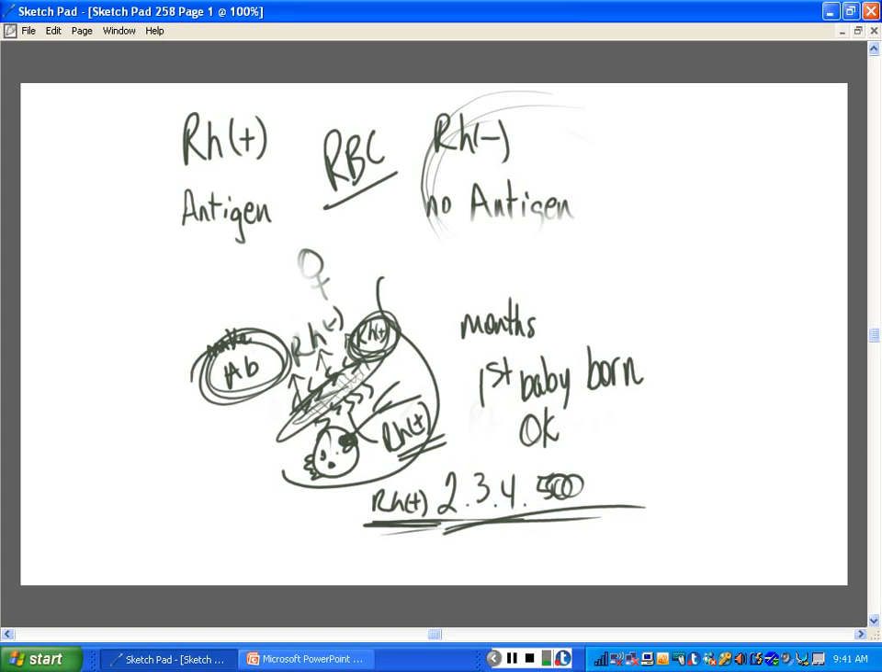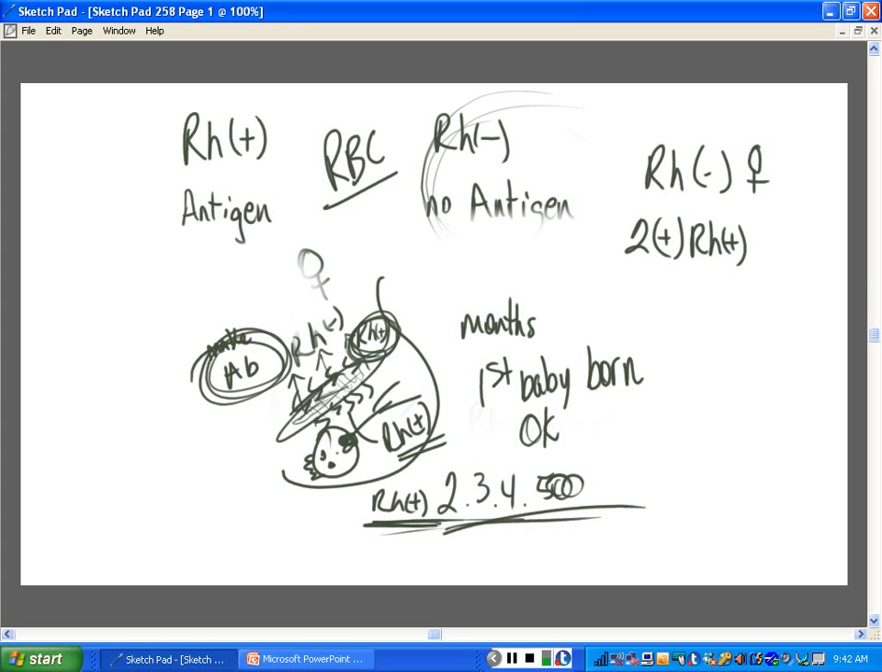Once again, our formula is the mom has to be Rh what? The mom has to be negative, and the baby has to be the second baby or more that's Rh positive, right? What if the first baby was negative? Then it wouldn't produce it. So the second baby that was a positive baby is really the first positive baby. You see what I'm saying? So it's the second positive baby, and third positive or fourth positive or whatever. Any other negative kids that come along, they wouldn't be affected by this.